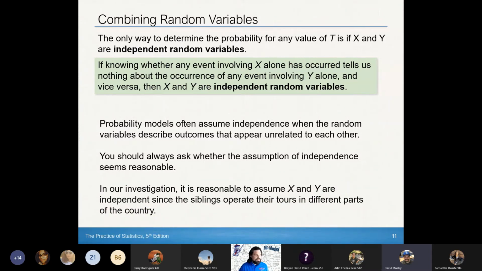In this case, it's reasonable to assume x and y are independent since these tour companies operate in different parts of the country, right? Because someone signing up for one of Pete's tours has no effect on whether or not someone's signing up for one of Aaron's tours. Right? They're in different areas, they're not taking business from each other. So it's reasonable.